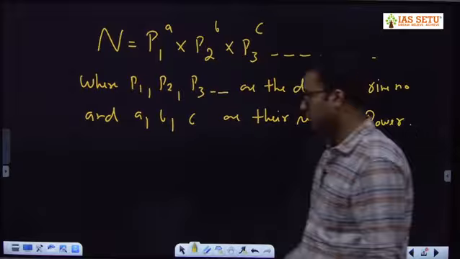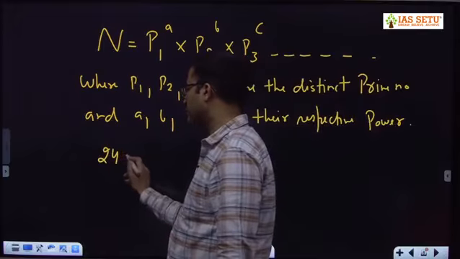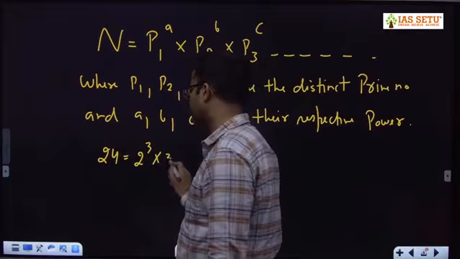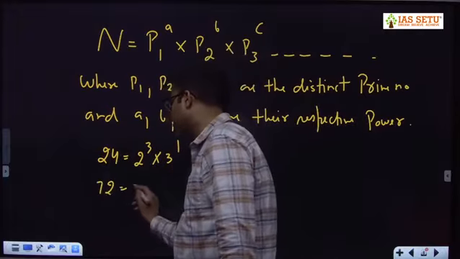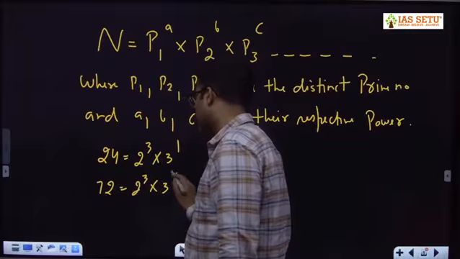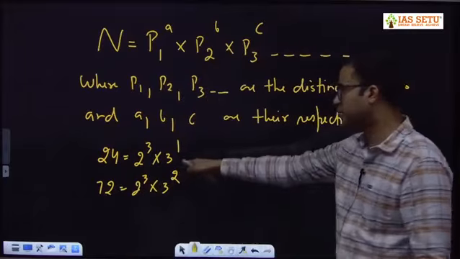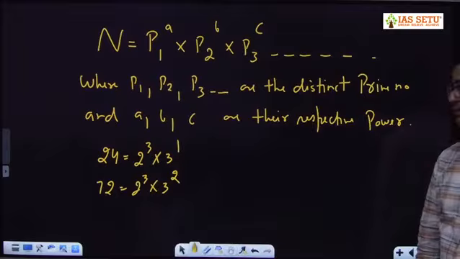Like for example, 24 is equal to 2 to the power 3 into 3 to the power 1. Example, 72 is 2 to the power 3 into 3 to the power 2. ये prime form के example हैं.